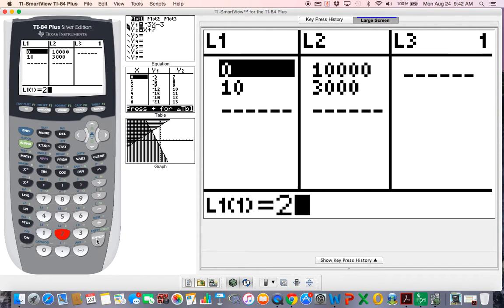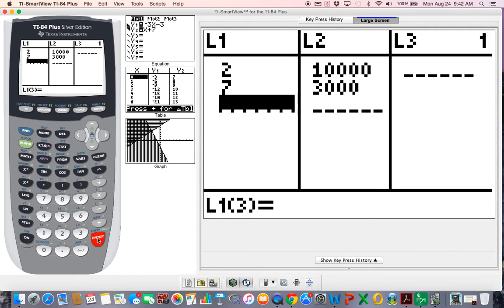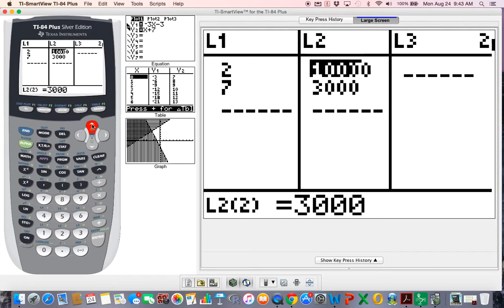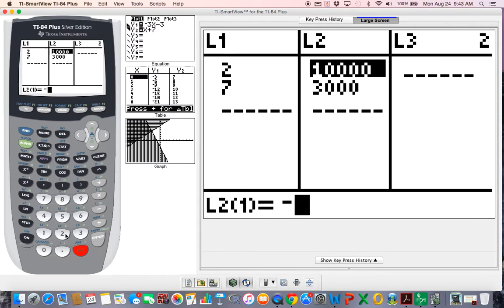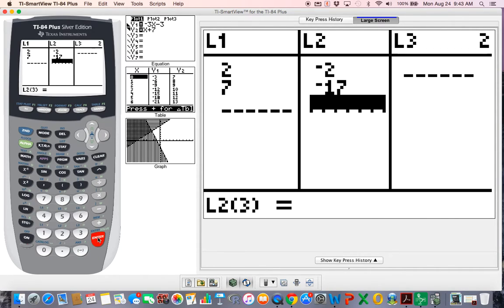So my first x is 2. My second x is 17. So my x's go under L1. And then I have to go over and look at the 2. Its y value is -2. And the y value for 17 is -17. Okay, so that sets up exactly the same way it did with the other operating system.